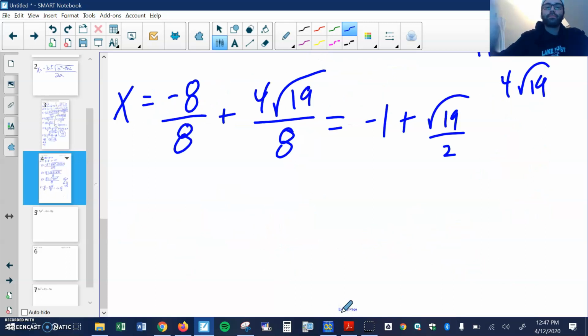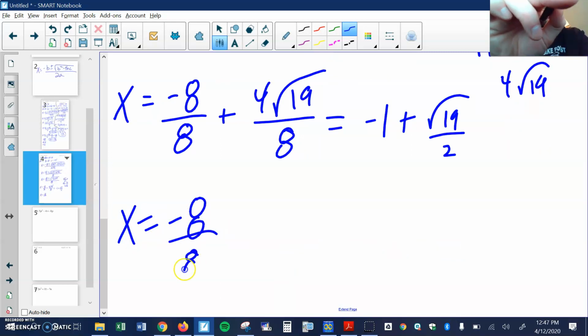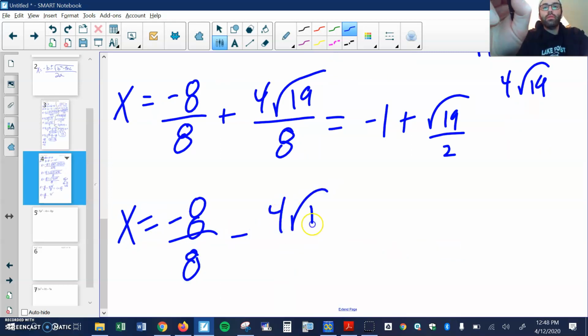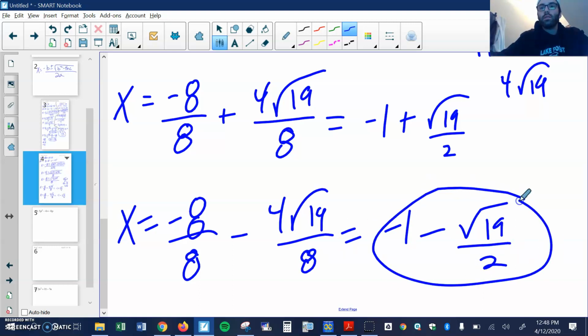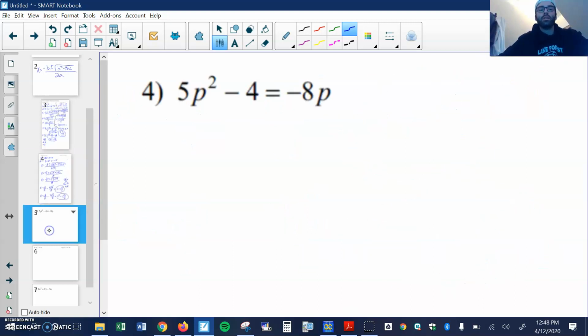Okay? And I also get x equals negative 8 over 8 minus 4 root 19 over 8, which is negative 1 minus root 19 all over 2. There are my two answers. Wow! Let's try number 4. Here we go. We're cruising.